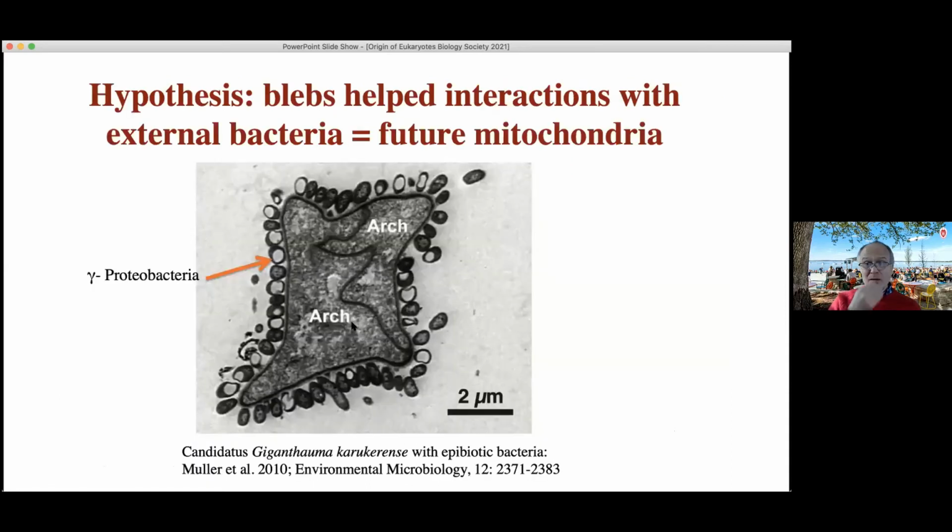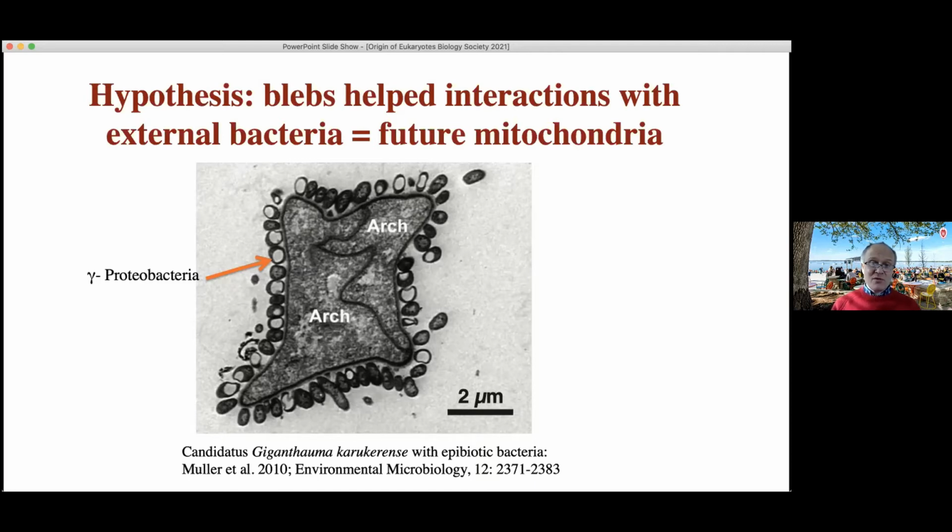So the hypothesis that I developed was that the ecological function of these extracellular protrusions was to interact with free-living, mutualistic bacteria that the host cell could be exchanging materials with. And there's some basis for this in modern life, in that there are quite a number of associations between archaeal cells and bacterial cells that appear to be interdependent and mutualistic.